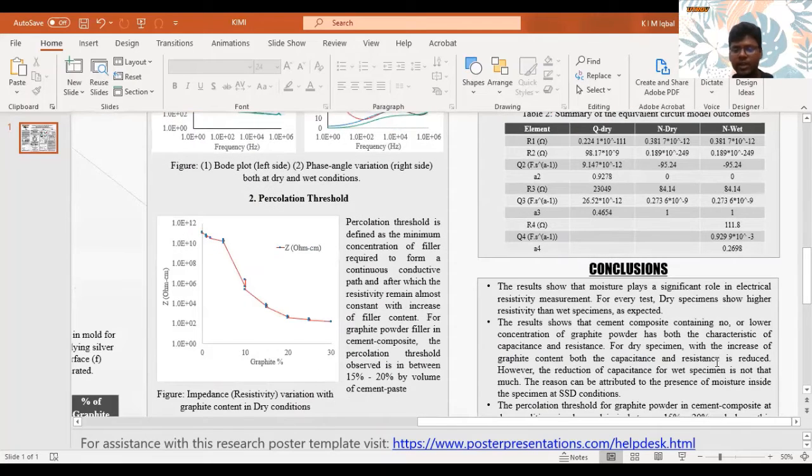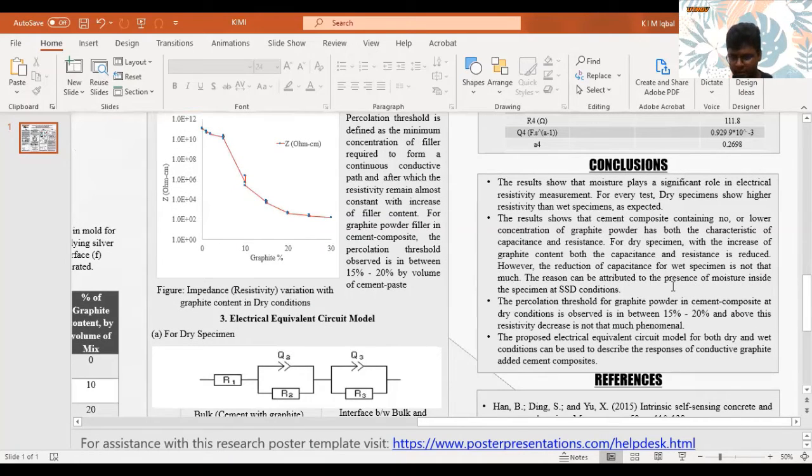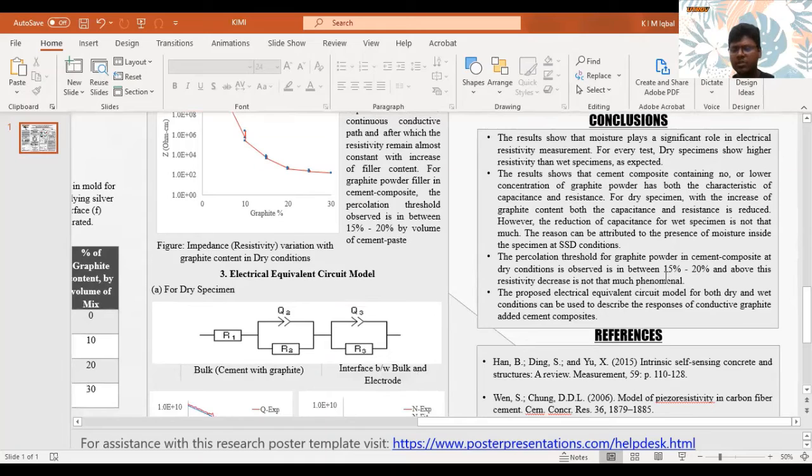So finally, it can be concluded that the dry specimen showed much higher resistance than the wet specimen, and a specimen with lower concentration of graphite shows much higher resistivity and capacitance effects. However, for the wet specimen, with the increase of the graphite content, both capacitance and resistance decrease, but the capacitance effect is not that much reduced. And we observe the percolation threshold between 15 to 20%, and the proposed equivalent circuit fitted well with our experimental data.